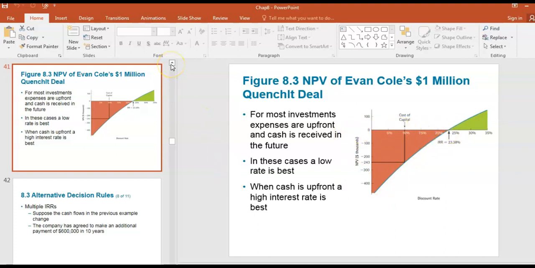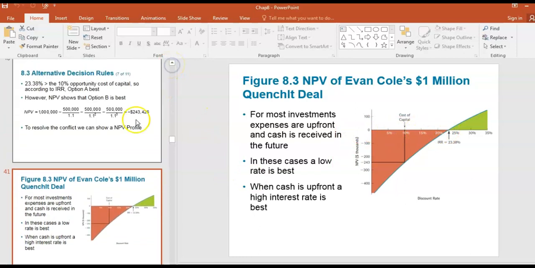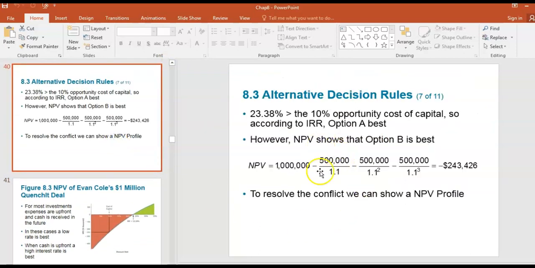And when you think about why, when those rates are low, the present value of these cash flows is going to be really, really high. Right? Imagine this discount rate was zero. $1 in the future was just as good as $1 today.